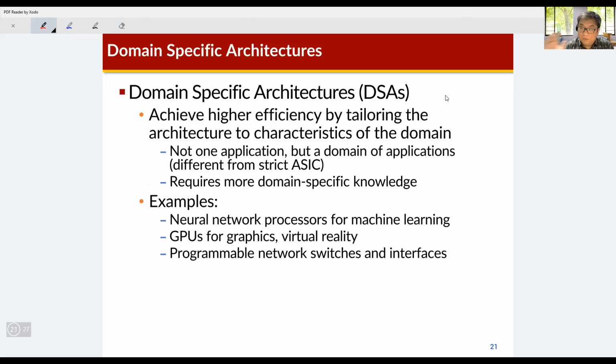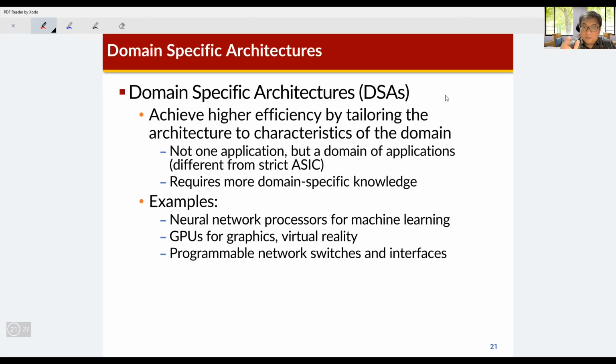So not one application. If a processor can just run one application, that is ASIC, not domain-specific architecture. But domain-specific architecture just focuses on specific domain applications. So it is many applications in the same domain. Okay. So that is why the domain-specific architectures are different from ASICs.